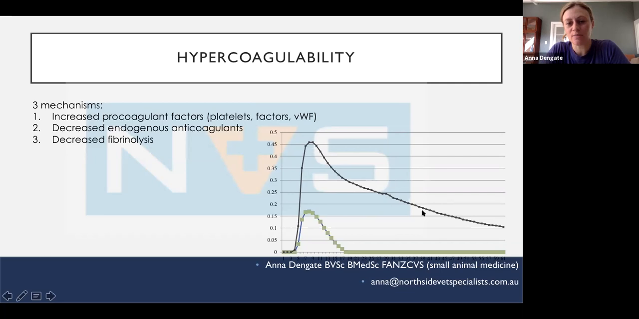Can you see that pictorially, how we've got an increase in clot formation and then decreased clot breakdown? And if you've got clot present for that much longer and that much more clot present, then there's more risk of thromboembolic events. Does that make sense to everybody?